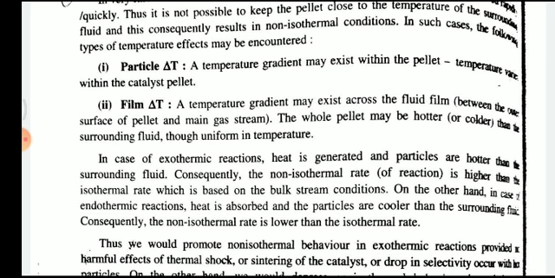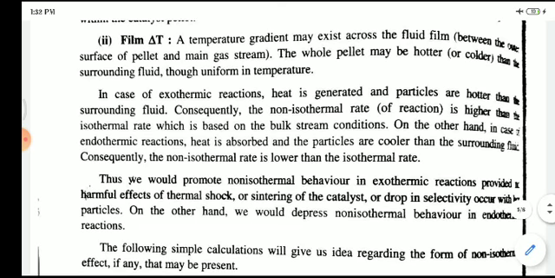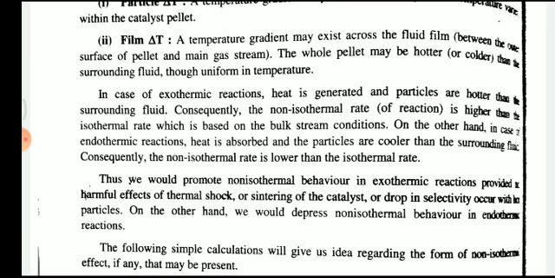On the other hand, in the case of endothermic reactions, heat is absorbed and the particles are cooler than the surroundings. Consequently, the non-isothermal rate is lower than the isothermal rate. Okay, so we would promote non-isothermal behavior in the exothermic reaction, with the harmful effect of thermal shock or sintering of the catalyst, or a drop in selectivity within the particles.